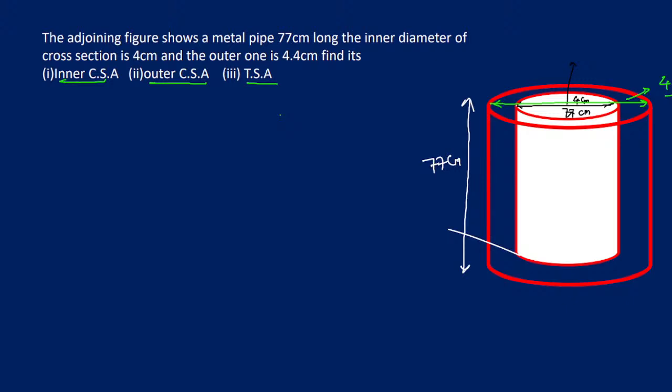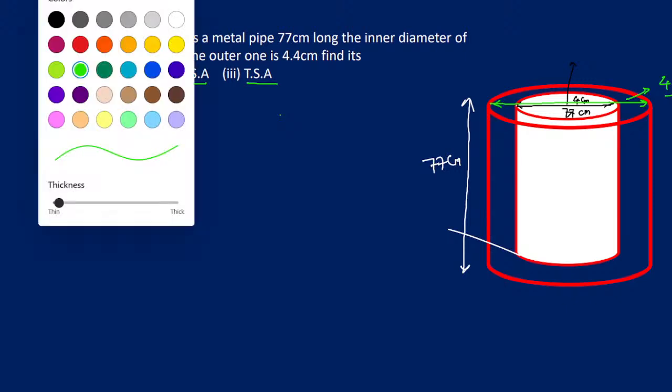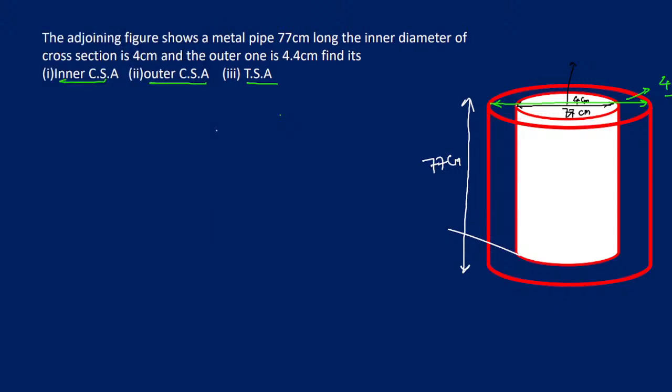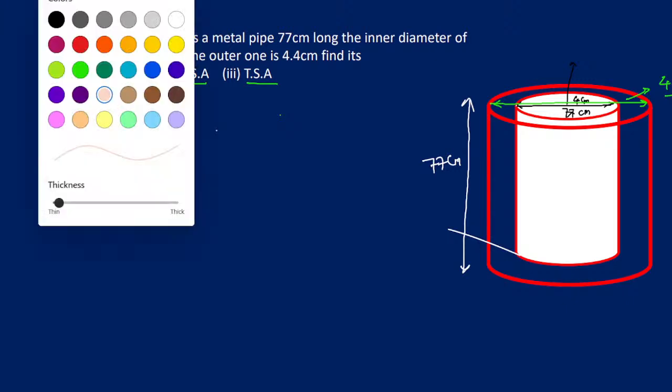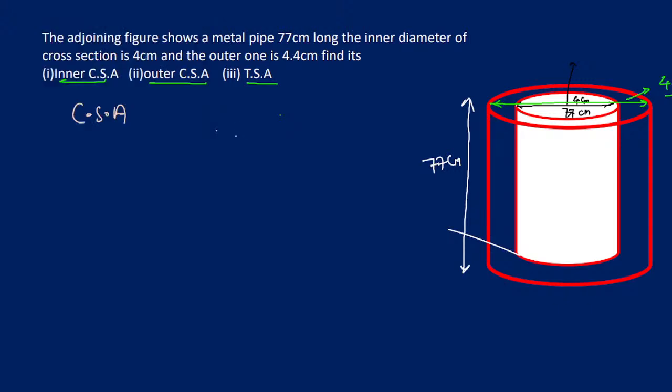Let's start with the question. The very first thing we are doing here is, what is the formula of CSA, curved surface area? The curved surface area of the cylinder is 2 pi RH. This is the curved surface area. You must understand that.